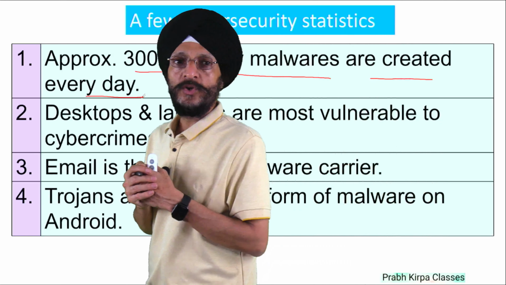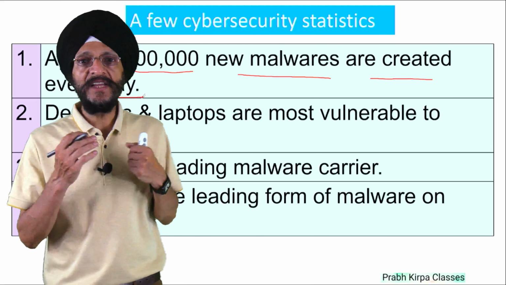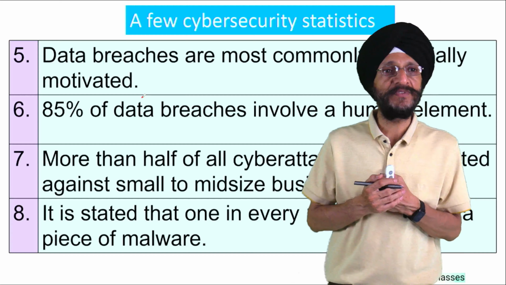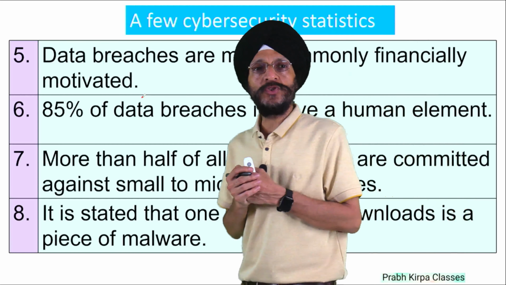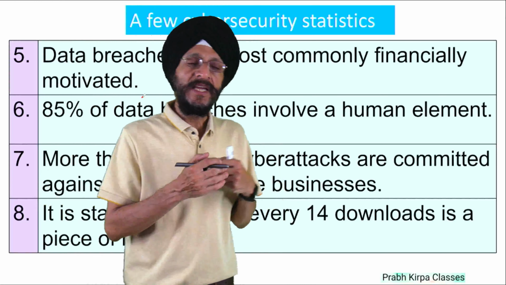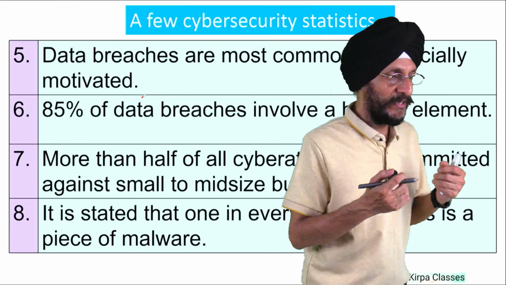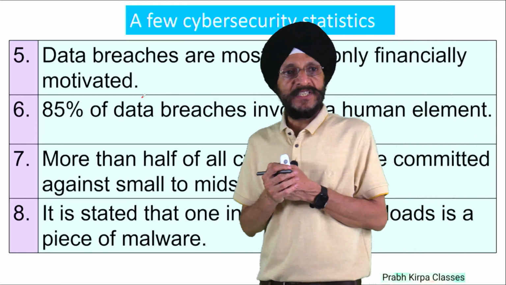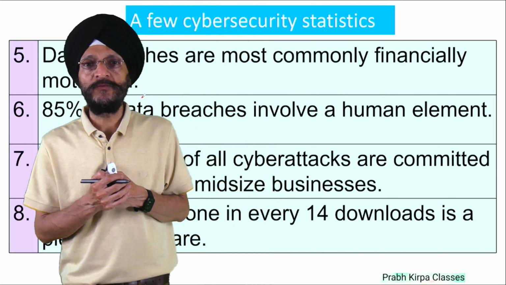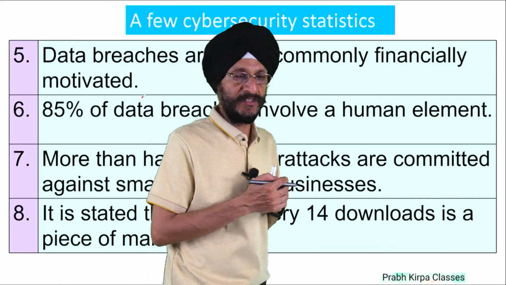Number 4, Trojans are the leading form of malware on Android. Fifth, data breaches are most commonly financially motivated because everyone requires money. Sixth point, 85% of data breaches involve a human element.